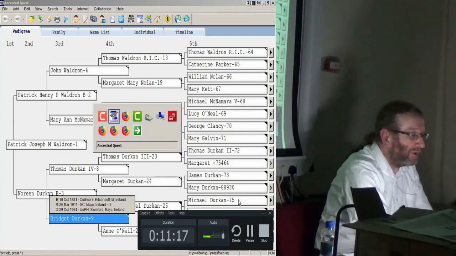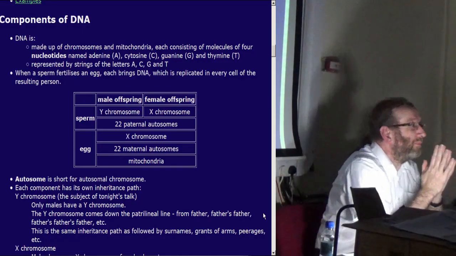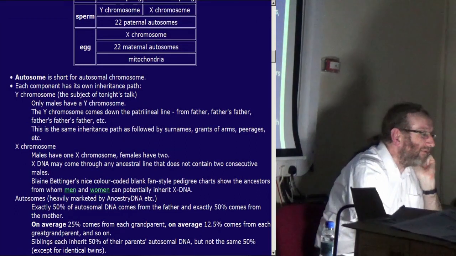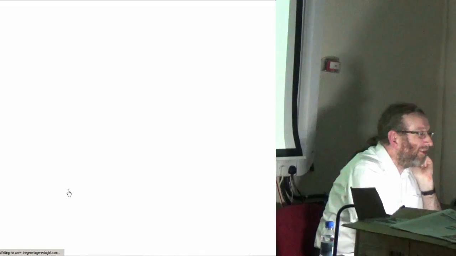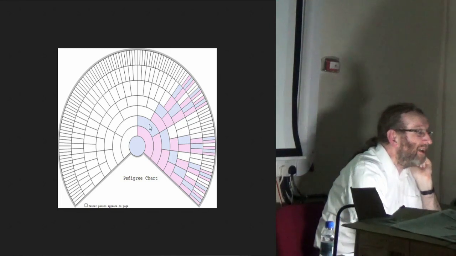The X chromosome is a little more complicated. It can come down through any line that doesn't contain 2 consecutive male generations. So just to look at this chart, the Y chromosome comes down the male line, which is the bottom left on the fan chart. The mitochondrial DNA comes down the all-female line, which is the pink line on the right-hand side of the fan chart.